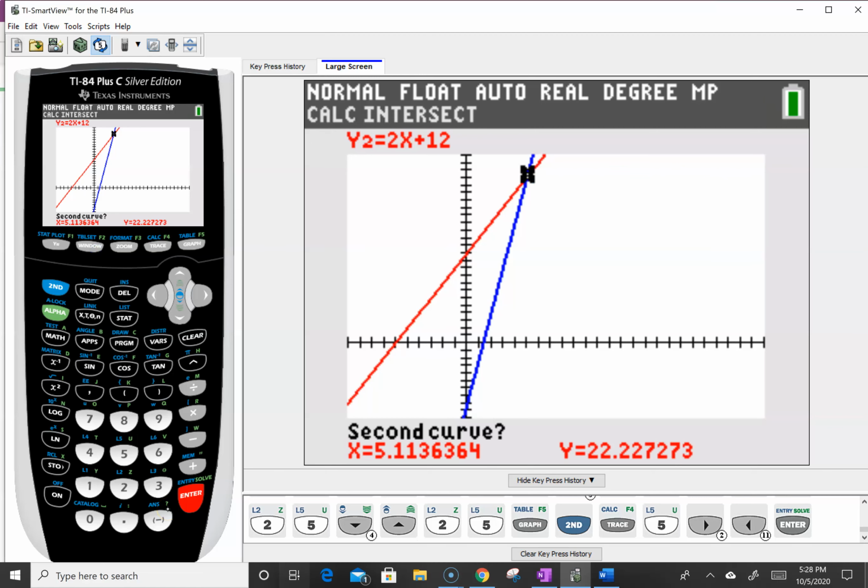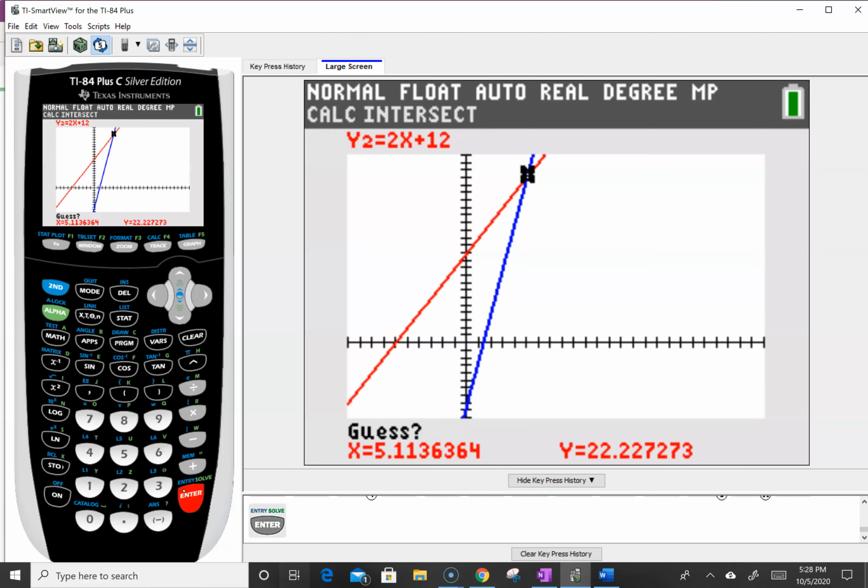hit enter. Now it says, where do you think it is on the red graph? Well, right there again. So I'm going to hit enter again. And so what's your best guess? It's still there. Boom. And now it gives you the answer.